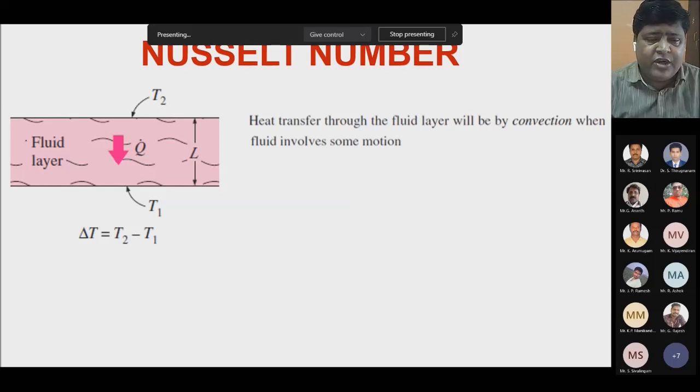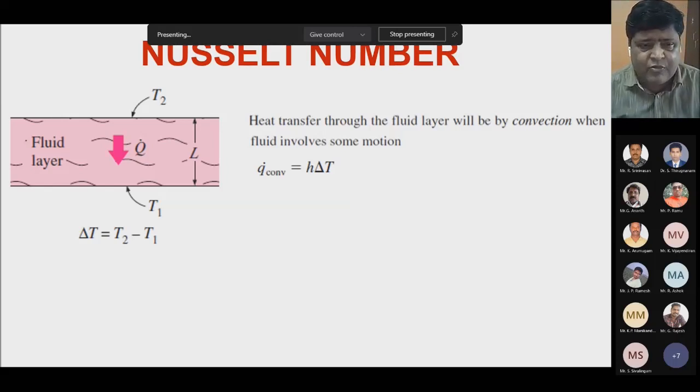When there is a fluid motion between the two plates, when there's a fluid layer, T2 is the higher temperature, T1 is the lower temperature. When there is fluid motion inside, the heat transfer will be by convection. The hot plate, the T2 plate, will cool down and the T1 plate will become hotter. It is because of the convection, the fluid absorbs the heat, because of the bulk motion of the fluid. So what is the formula for heat transfer? Convection Q is equal to hA delta T. For unit surface area, it is heat flux, h delta T.